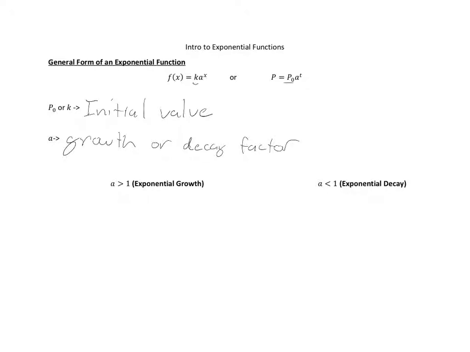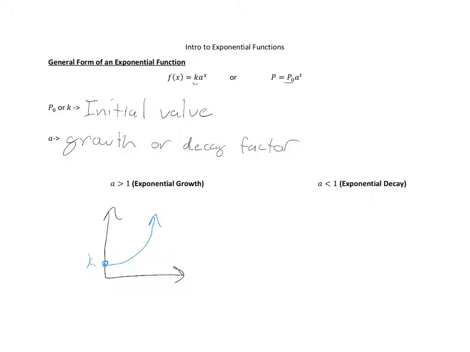Alright, so what happens with that a value? What determines if it's growth? Well, if a is greater than 1, we'll get some type of growth function, and its curve will actually take on a shape similar to this. And remember, previously we talked about p naught or k being that initial value. That value will correspond to actually be the y-intercept.